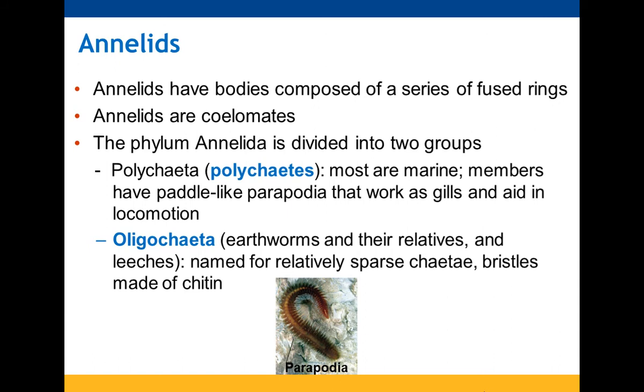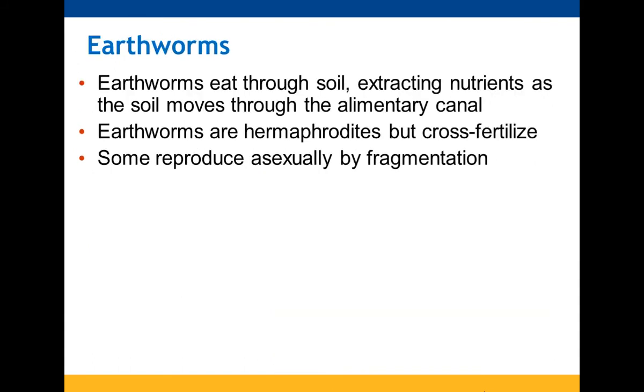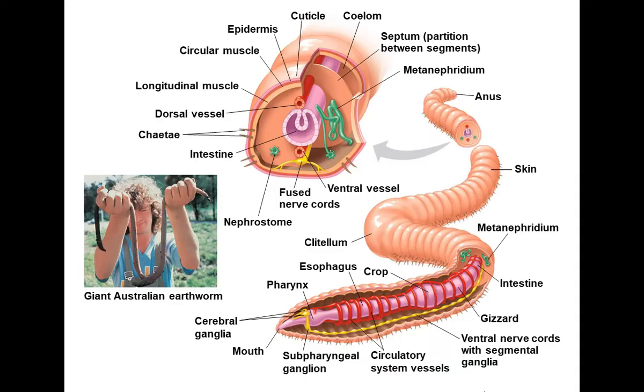And then we have the oligochaeta, which are your earthworms, and they are named for their sparse chaetae, the bristles that are made of chitin. Earthworms go through the soil, take nutrients out of the soil. Soil moves through their alimentary canal. They are hermaphrodites but can cross-fertilize. And they can reproduce asexually by a process called fragmentation. Okay, so there's some earthworms.